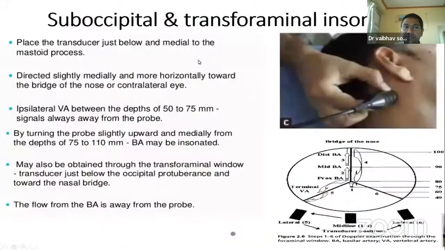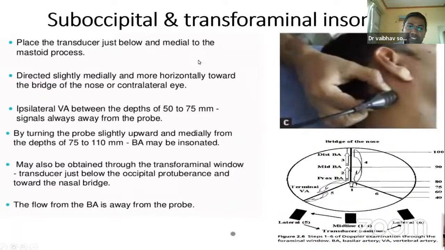For suboccipital and transforaminal insonation, we place the transducer just below and medial to the mastoid process, directed slightly medial and more horizontally towards the bridge of the nose or the contralateral eye. The ipsilateral vertebral artery at a depth of 50 to 75 mm shows a signal always away from the probe, which is the blue color. By turning the probe slightly upward and medially, at a depth of 75 to 110 mm, the basilar artery may be insonated, which also shows the blue color on the graphs.